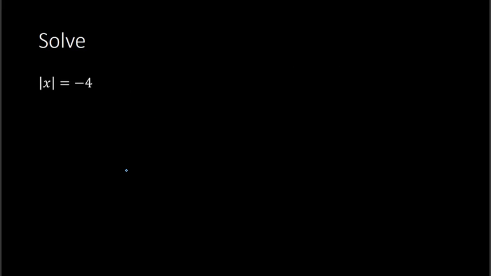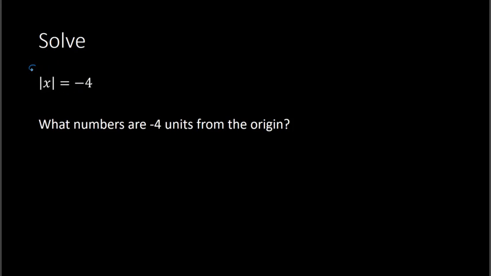Okay, here's another one. The absolute value of x equals -4. So the question is asking what numbers are -4 units from 0, or from the origin. Now this is kind of a trick question, because this is asking what values for x have a distance of -4. Well, absolute value is distance, right? And distance can never be negative. So this distance cannot equal a negative number. So therefore, because we cannot have a negative distance, this would have no solution.